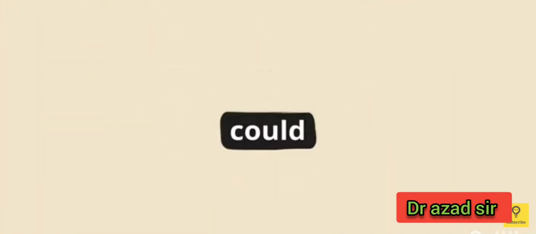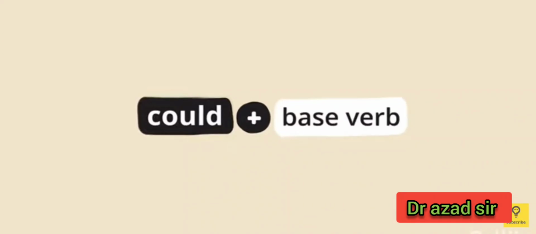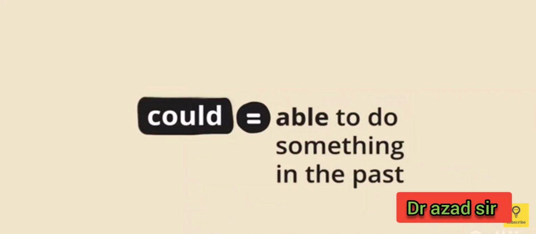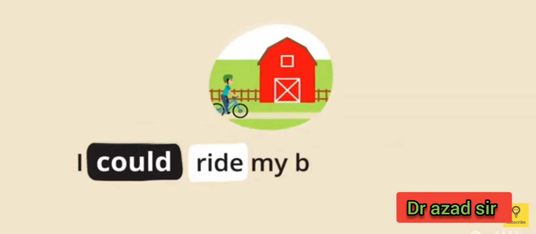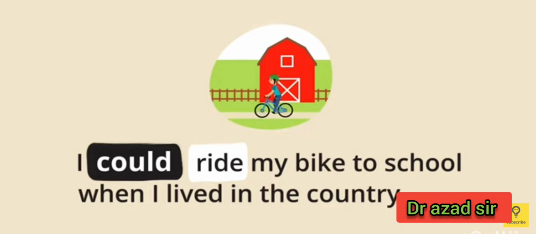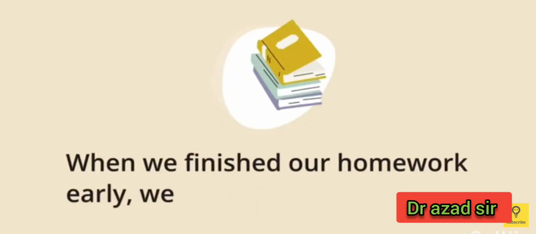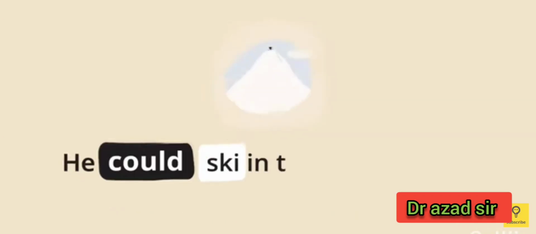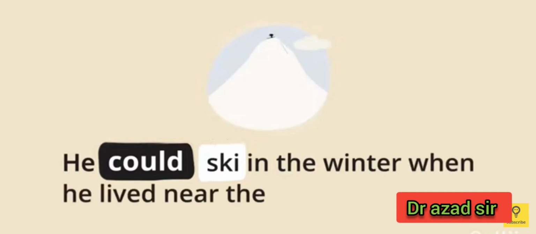We use could plus a base verb when someone was able to do something in the past. I could ride my bike to school when I lived in the country. When we finished our homework early, we could play basketball. He could ski in the winter when he lived near the mountains.